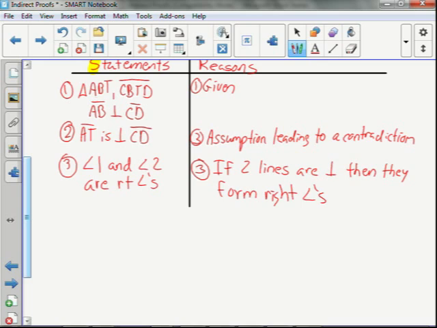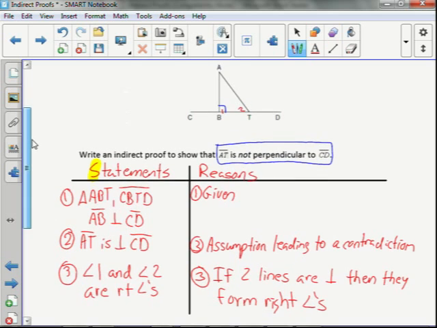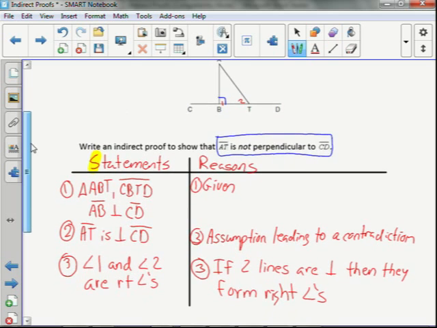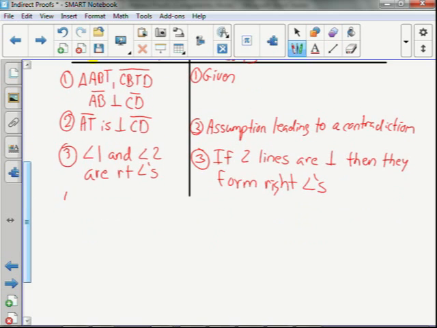And they form right angles. If two lines are perpendicular, then they form right angles. Well, wait a minute. A triangle cannot have two right angles. So based off of these statements, we would have to say, in statement number 4, triangle ABT is not a triangle.